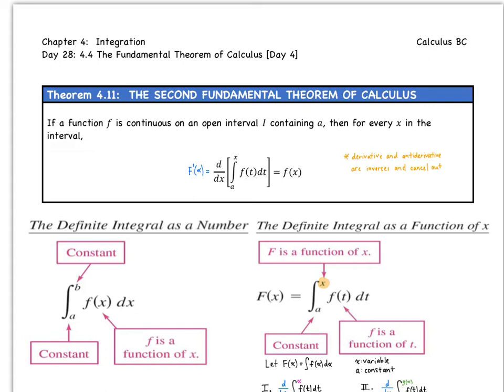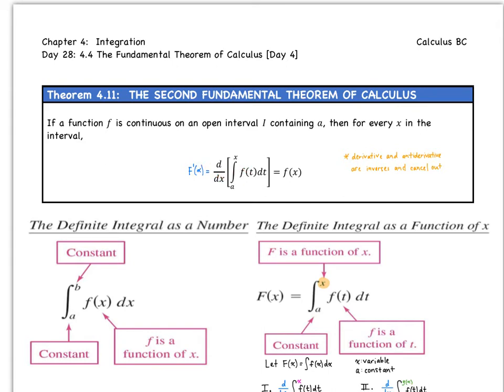Video 28, 4.4, the fundamental theorem of calculus, day 4. So today we're going to talk about the second fundamental theorem of calculus, and this deals with taking the derivative of an integral. So if a function f is continuous on an open interval I containing a, then for every x in the interval, we can say the derivative of the integral from a to x of f of t dt is equal to f of x. So this is saying the derivative of the integral, okay? That's what d dx represents.